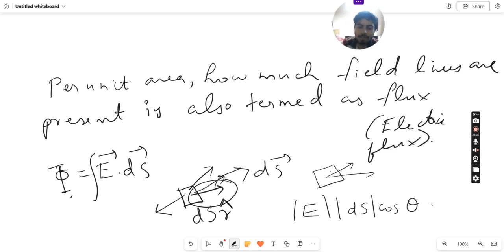When the area vector is perpendicular to the electric field, actually no electric field is passing through the area, so the flux is zero. And if the area and the electric field are aligned in the same direction, then what we mean is that all of the electric field is passing through the area. Okay. So that's the idea of flux.